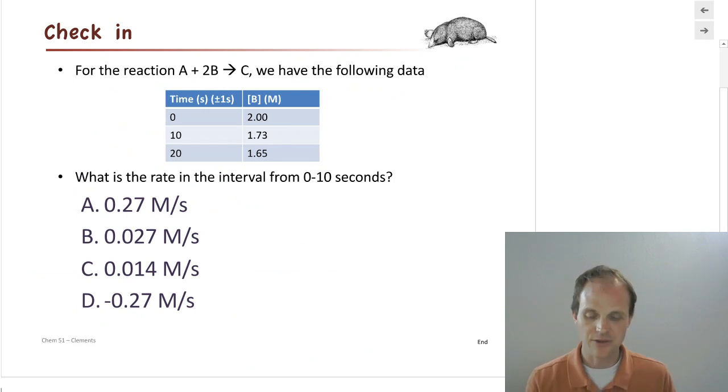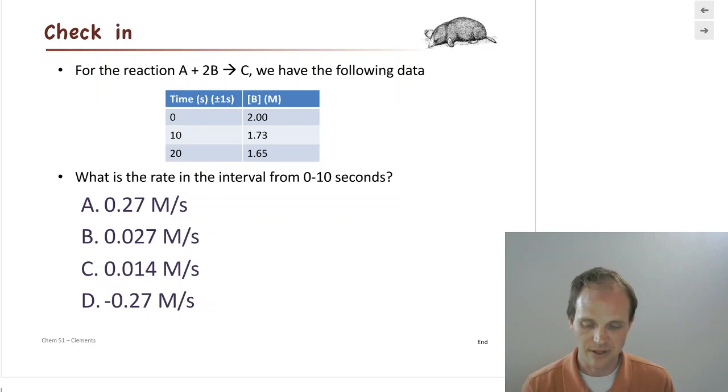All right, so here's another reaction. We've got A plus 2B going to C. And here we only have the data for B. We only have the concentration of B versus time. And I want to know what's the rate in the interval from 0 to 10 seconds. So this is your chance to try those calculations out and see what you come up with.